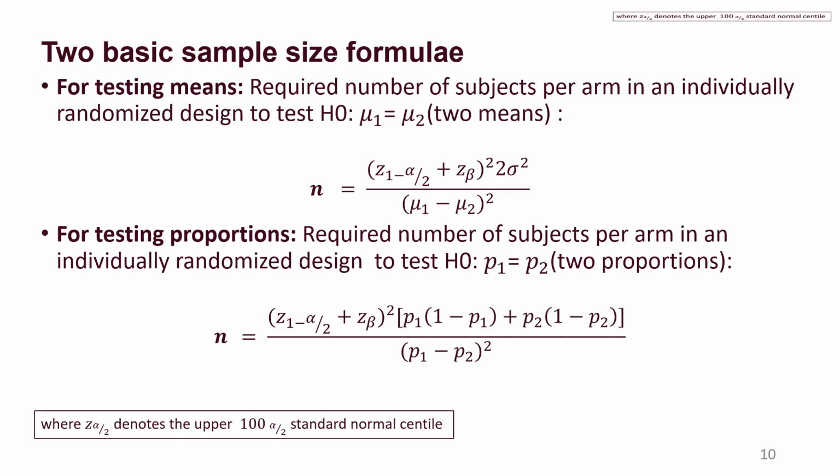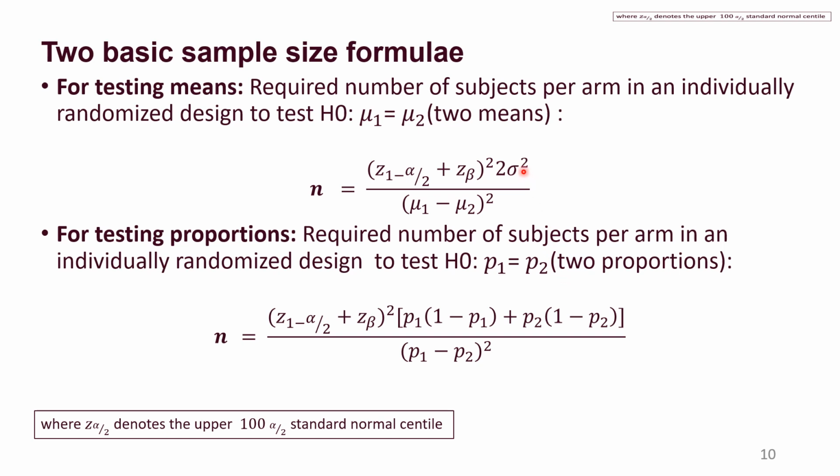So once those parameters have been set, we can move on to calculating the number of subjects that are needed per arm. So let's start by considering an individually randomized design. Now there are two basic sample size formulas. The first of these formulas on the top is the number of observations that is needed per arm to test two means, and the formula on the bottom is the number of observations needed again per arm to test two proportions, and this is all under the setting of an individually randomized design.